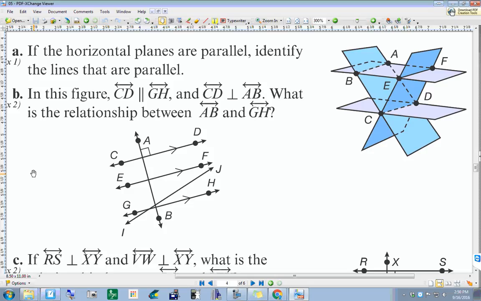Number 14. Not here. How do you like that? Number 12. Cameron. So, Cameron, if the horizontal planes here are parallel, so that means that this plane here is parallel to this plane down here. Which lines are parallel?